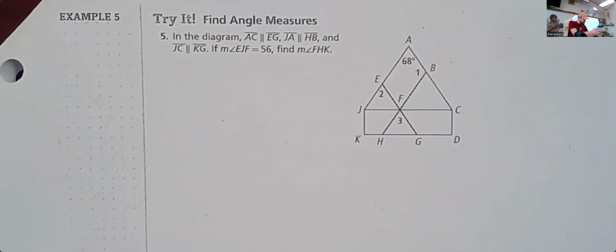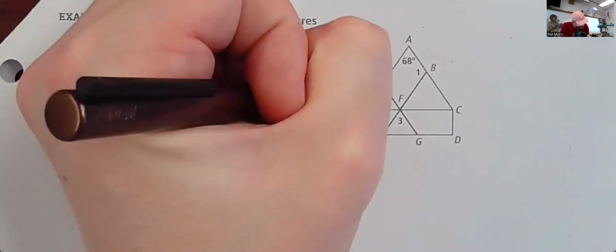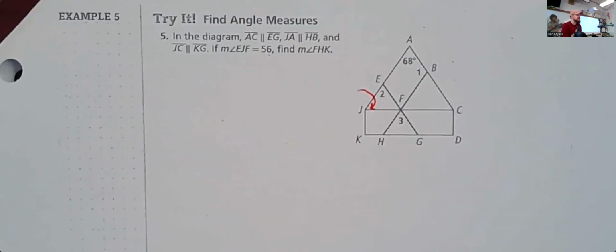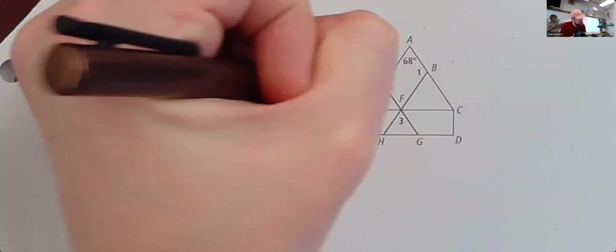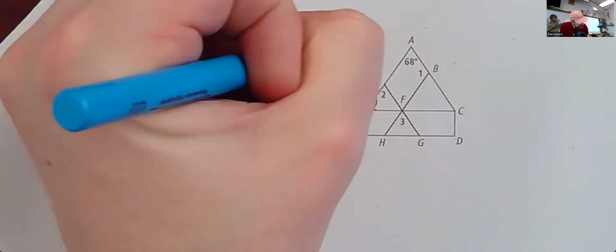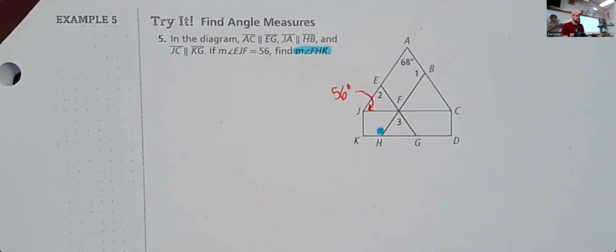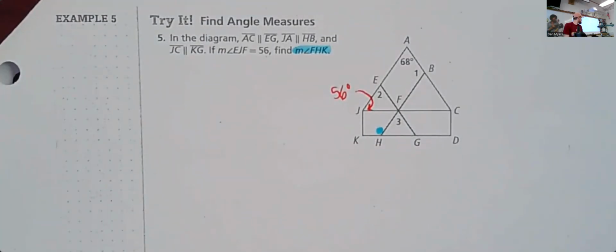So EJF, I'm just going to show you where that is. If you go from E to J to F, here's E, here's J, here's F. EJF, that's this one right here. That's 56 degrees. You need to find the measure of angle FHK, which is right there. So mark up the diagram with whatever parallel markings you want. It's the same parallel markings that we had on the previous diagram because it's the same diagram. We're just finding some different angles in here.